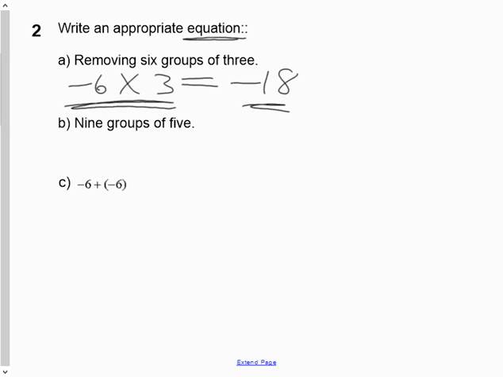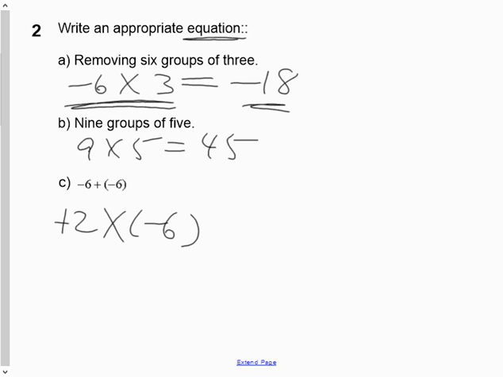Question B says 9 groups of 5, so 9 groups of 5 is 45. 1 point for 9 times 5, and 1 point for 45. And finally, C, a lot of people had this right. It says write the appropriate equation, not translate it into words. This is adding 2 groups of -6. That's the expression that represents that repeated addition statement. And the sum, or the product, depending on how you look at it, is -12.